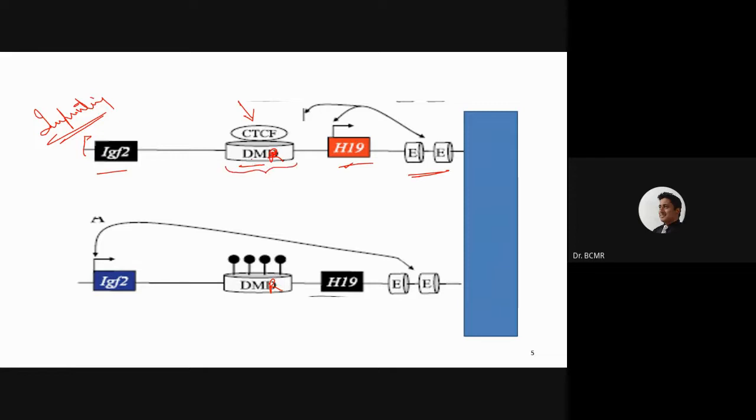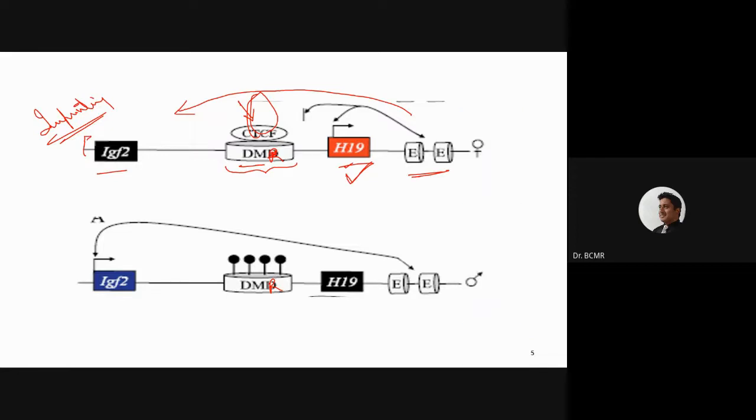If there is no methylation, CTCF can bind to it, because of which the enhancers or the activators bound to these enhancers cannot interact with IGF2. This obstructs the interaction. So the activators allow the expression of H19. And this is what happens from the maternal allele. So we have IGF2 repressed and H19 expressed.